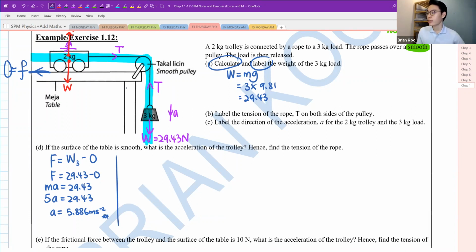Okay, and then you can try also to find out the tension of the rope. This is when you need to look at it one at a time. Like I said, there's actually tension here, it's just that they cancel each other, so you can ignore. Since I can't find it when I look at the whole system, I will look at one object at a time. Maybe I do the 3 kg. It is also useful to write down the acceleration.